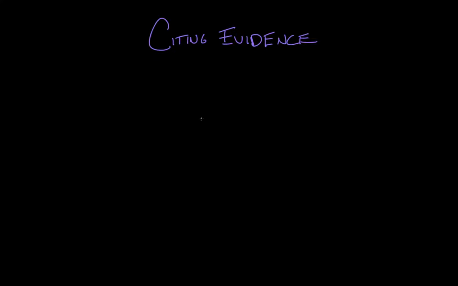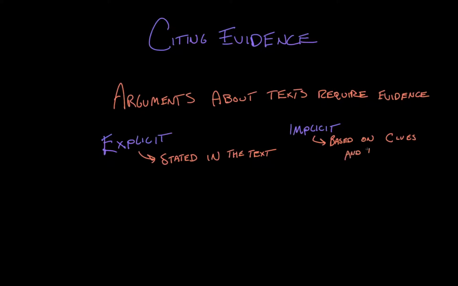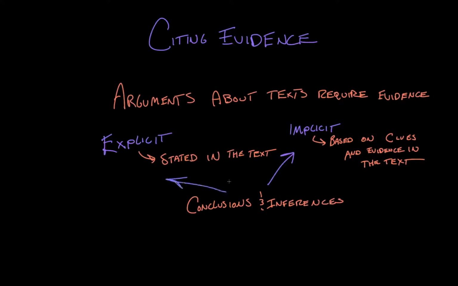When you're talking about a text and making arguments about it, in order to successfully build that argument, you must make inferences and draw conclusions, and those must be built on the back of evidence. Both explicit, that is, stated in the text, or implicit, or based on clues or evidence in the text. So your responsibility is to tie those conclusions or inferences back to explicit or implicit evidence in the text. It can't just be, this is a feeling I have. It has to be, my feeling about this is backed up by this specific evidence.